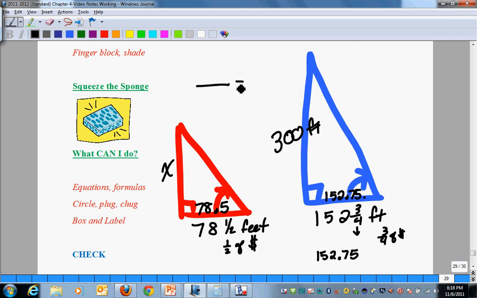Now we can create a proportion. We could do this several ways. We could go x over 300 equals 78.5 over 152.75. We could also go this way: x over 78.5 equals 300 over 152.75. Either way would work. The name of the game is to mirror the same. So we're going to go x over 78.5 equals 300 over 152.75.